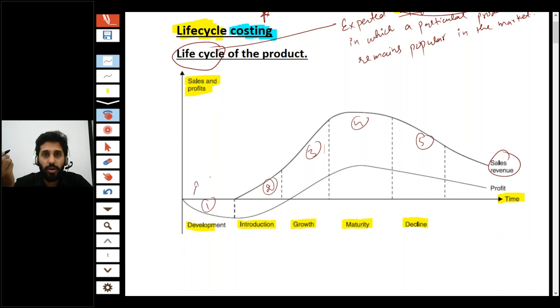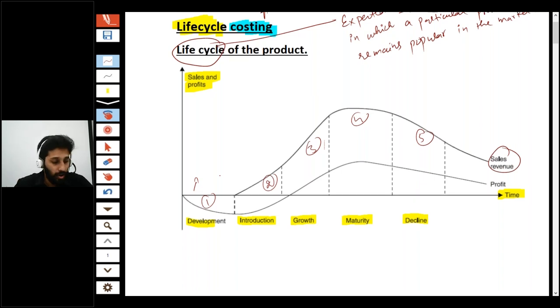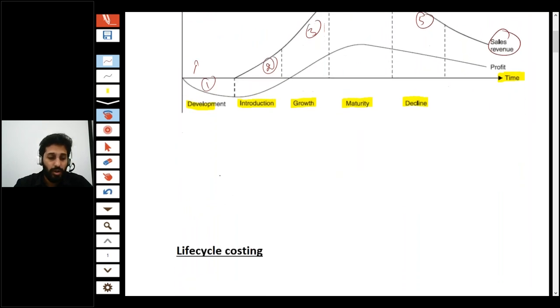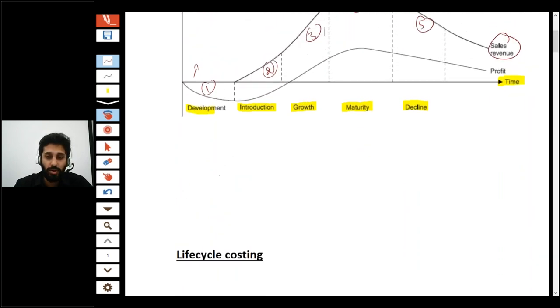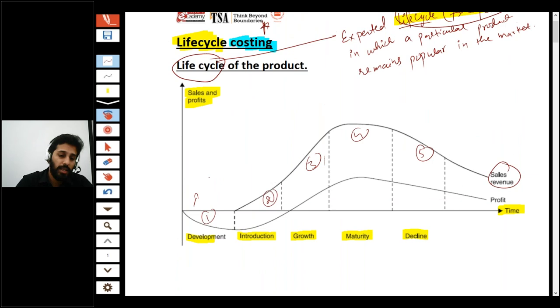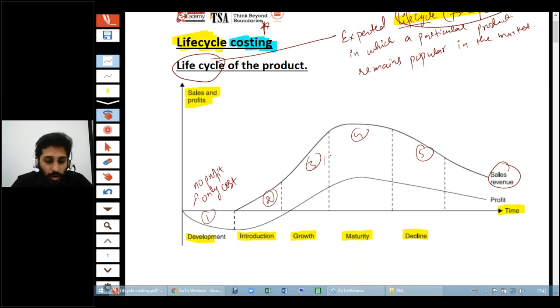Obviously, the profit cannot be achieved, because this is the stage when you are having the high cost of research and development. So in the development phase, there is no profit. There is only cost, right?